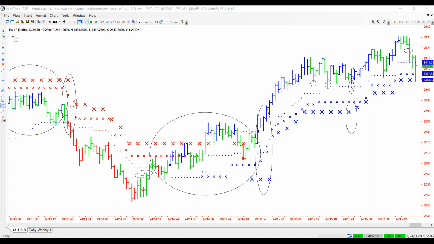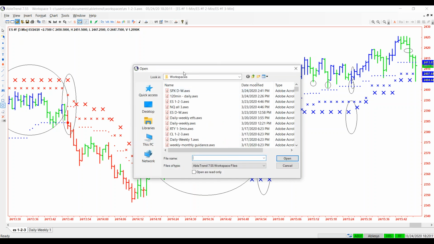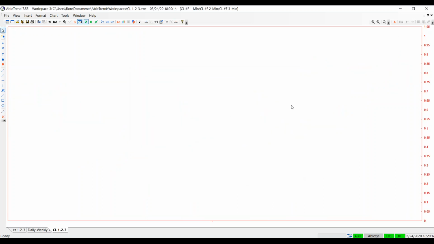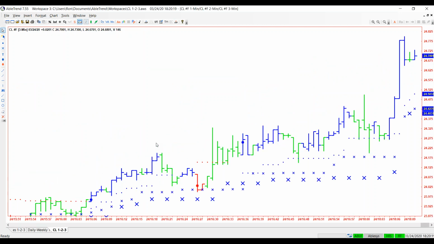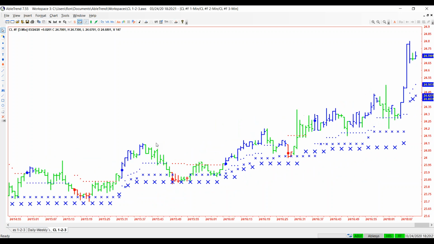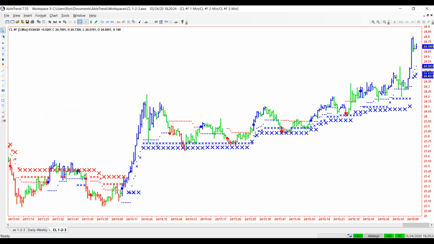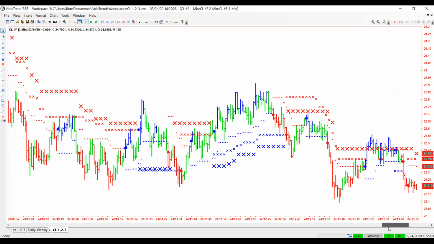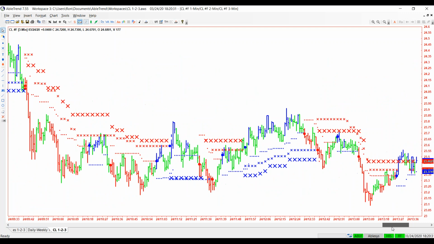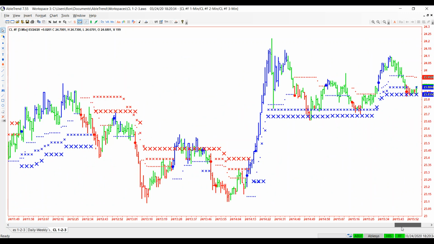Real quick, because I'm out of time here, I'm being asked to show a bunch of different charts. I'm just going to show one here. And it's the same rules, Stuart, the same colors and the same dots as I just went over. So once you see the triple confirmation, regardless of whether it's a CL chart, a crude chart, an S&P chart, or an Apple chart, it's exactly the same.